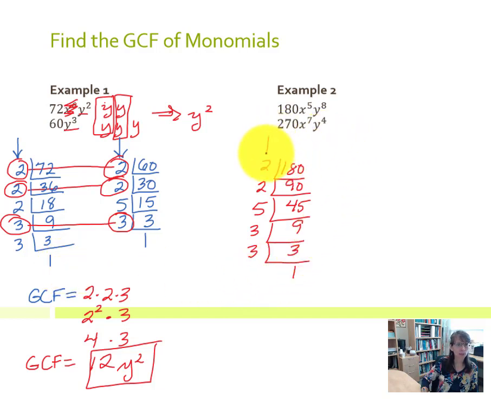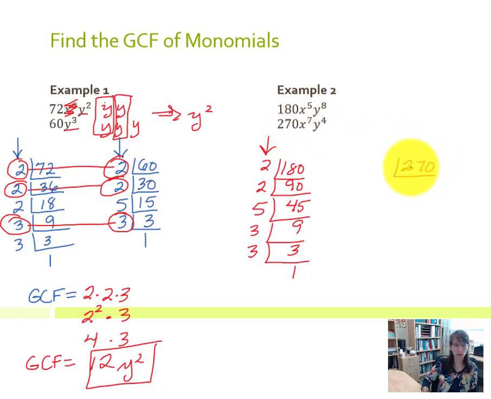So here are the prime factors of 180: 2 times 2 times 5 times 3 times 3. And it doesn't make any difference what order these terms are written in. Next, we'll work with the base 270.